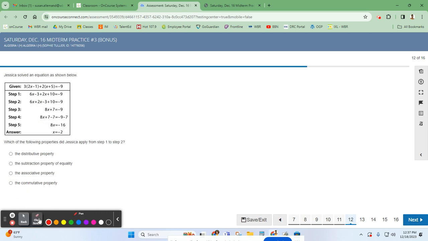Consider the equation shown below. Which of the following properties did she apply in steps 1 and 2? So the first thing that she did was she distributed. And then in step 2, she rearranged.